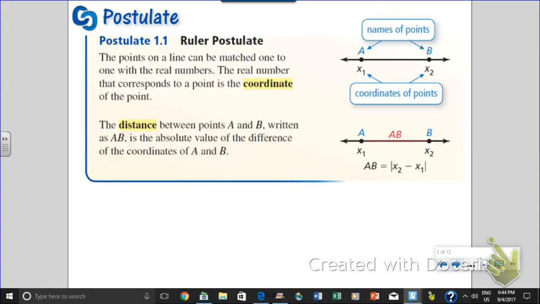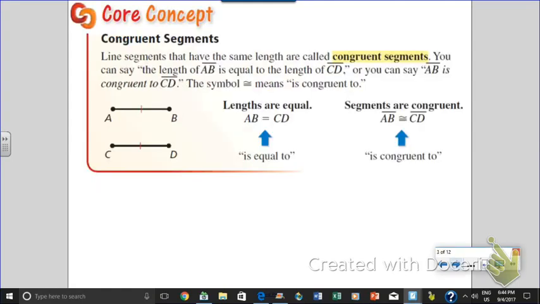The ruler postulate states the points in a line can be matched one-to-one with the real numbers. The real number that corresponds to a point is called the coordinate of the point. The distance between points A and B, written as AB, is the absolute value of the difference of the coordinates of A and B. Notice there's no symbol above AB to represent its length or distance.